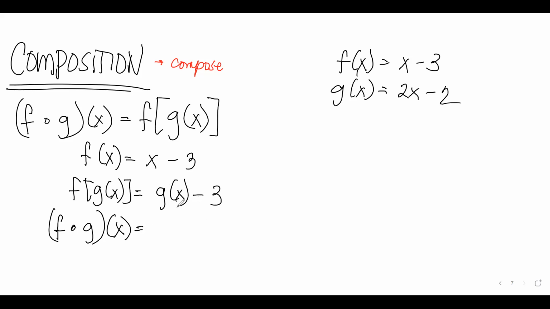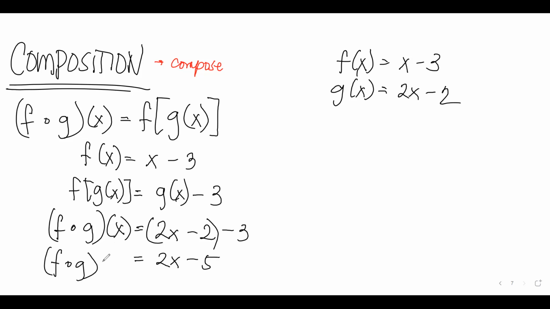Ngayon, ano yung g of x? Yun yung 2x minus 2 minus 3 pa. Kasi yung g of x is yung 2x minus 2 tapos may 3 pang kasama. Okay? Simplify. Ayan. So we have 2x minus 5. Yan na yung f of g of x natin. Kung lalagyan man natin to ng number class o katulad ng same concept sa nauna, i-substitute lang natin yung number.